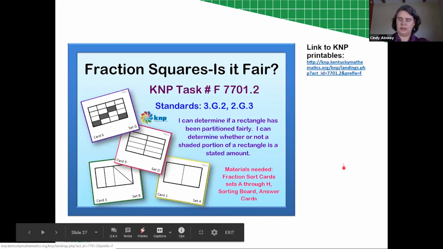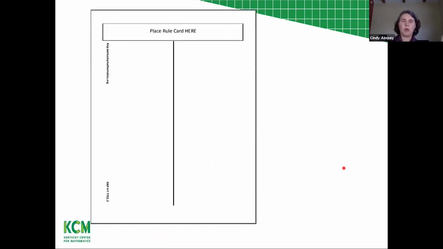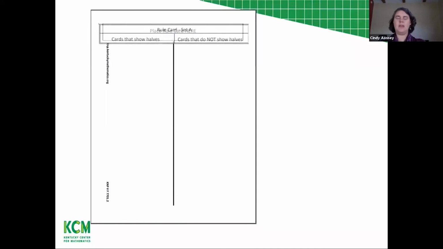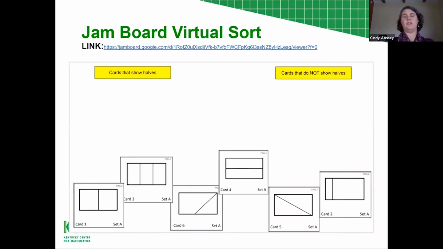There's a link to take you to the K&P page. If you go there, you have a printout, again, for a work mat. And then you have sets of cards. For example, in card set A, it gives you a rule, and you're going to sort cards that show halves and cards that do not show halves. So these are the cards that you would have. And they're worth it. There's a whole bunch of cards there.